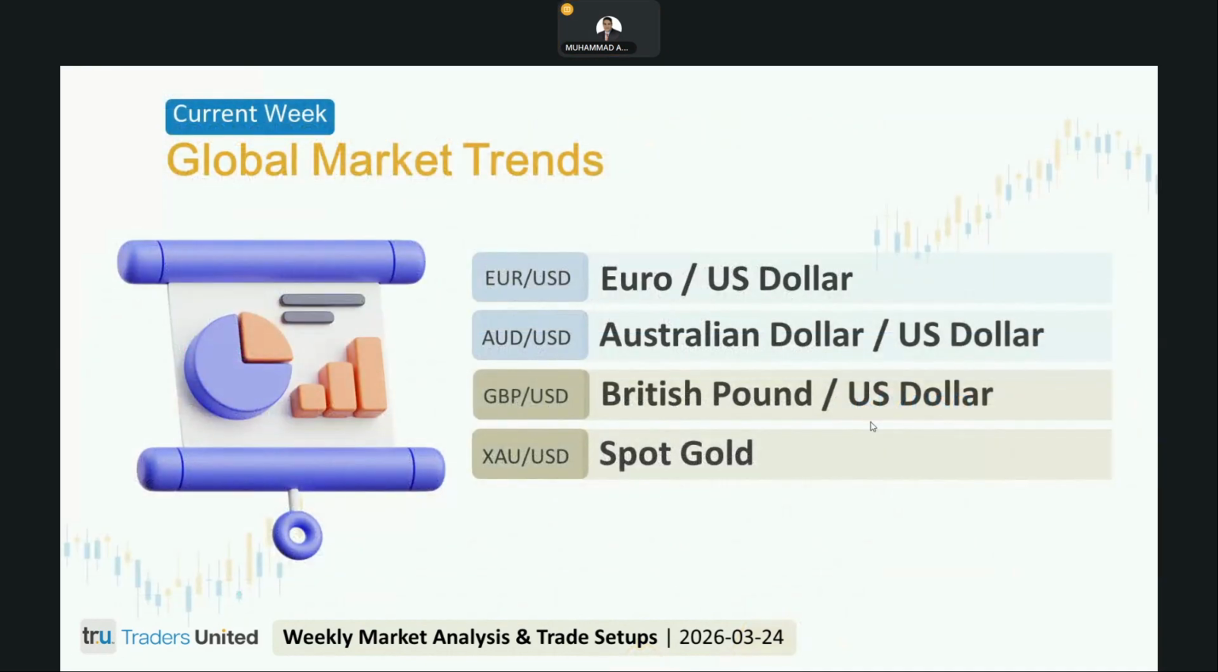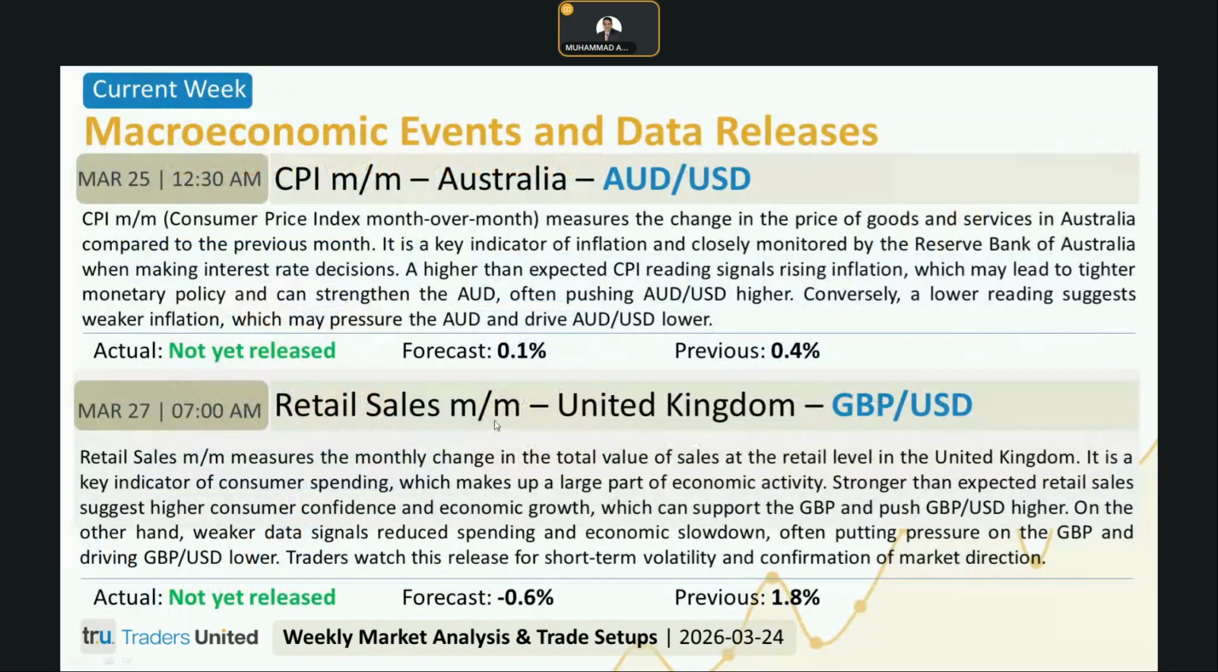Okay, the next one is the retail sales month over month in the United Kingdom, and we're going to discuss the GBPUSD currency pair. So, what is the retail sales month over month? Retail sales month over month measures the monthly change in the total value of sales at the retail level in the United Kingdom. It is a key financial news indicator of consumer spending, which makes up a large part of economic activity.